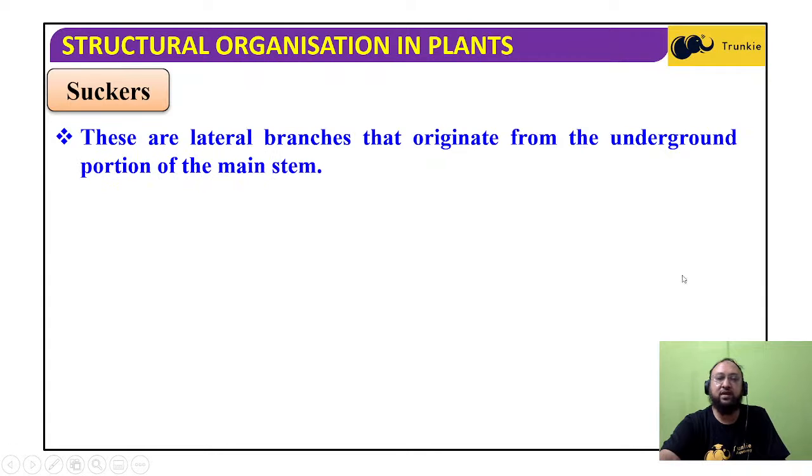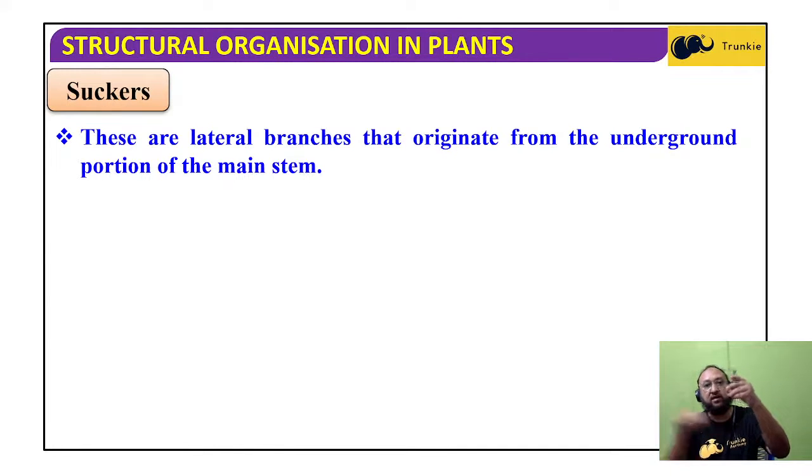From the name itself you can imagine this is related with some kind of sucking action. So these are lateral branches that originate from the underground portion of the main stem. Underground portion, main stem only. The stem is there, right from the surface of the soil, but main stem, and then, for example, this is the base.